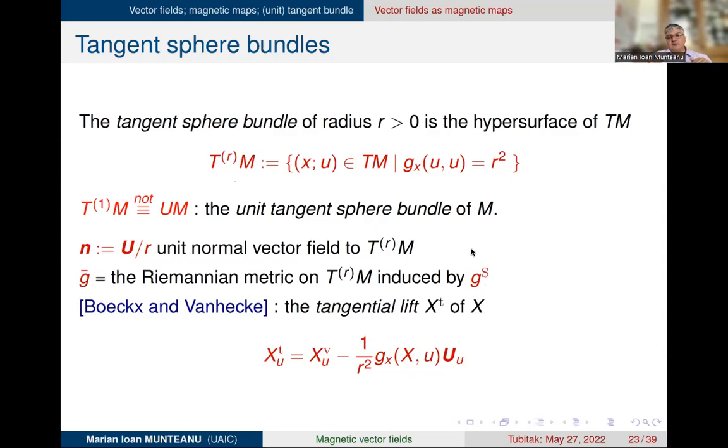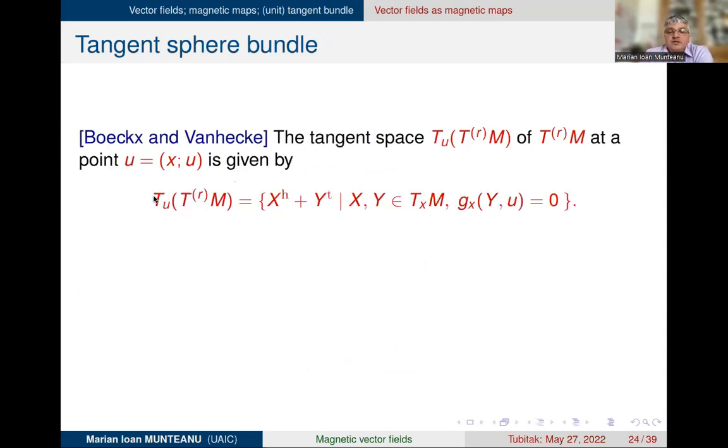So we have n horizontal vector fields that are independent. We have n verticals that are not tangent, but when we project, we obtain n projections, but they are not independent; they generate an (n-1)-dimensional space. So it was Boeckx and Vanhecke who defined the tangential lift, from M to T1M, defined in this way. So they projected it, and this is precisely the vertical lift projected to the tangent spaces. The tangent space at U of T1M is generated by the horizontal and tangential parts, with the property for this Y to be orthogonal to the point where you make the lift.